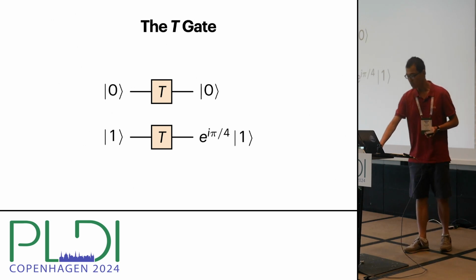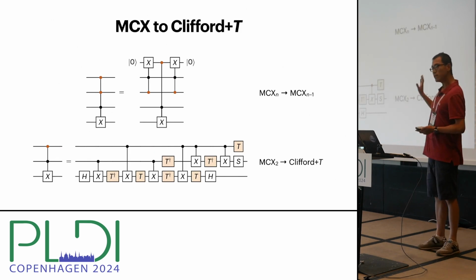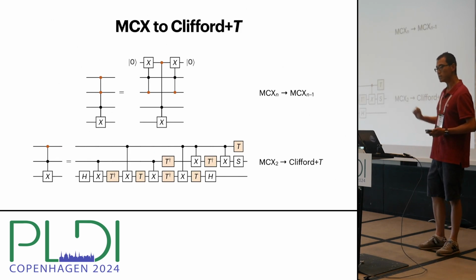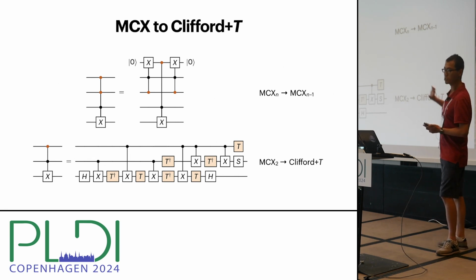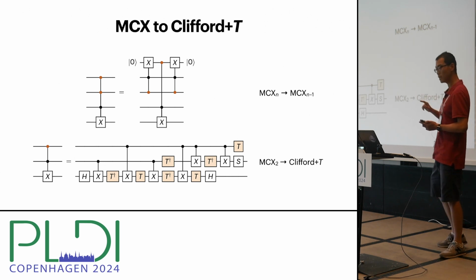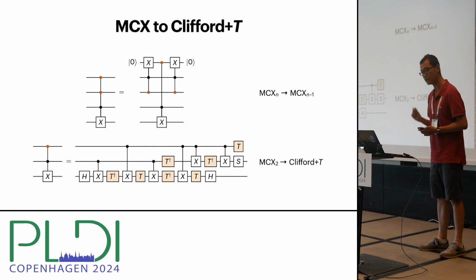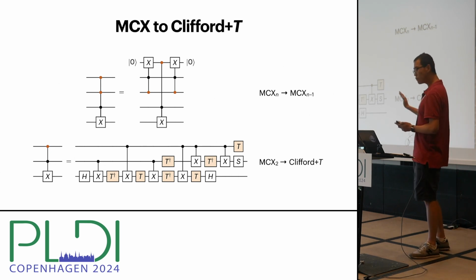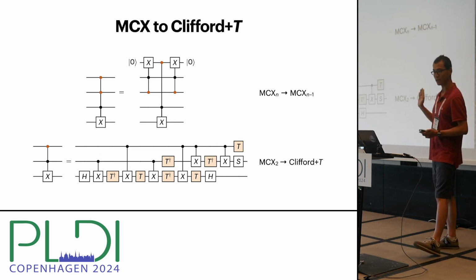All you really need to know is that given the T gate, what we can then do is take arbitrarily large MCX gates and use this recursive decomposition on the slide to turn them into Toffoli gates, which we can then write out as this sequence of Clifford gates and T gates. Okay. So far, I've been highlighting these T gates in orange.